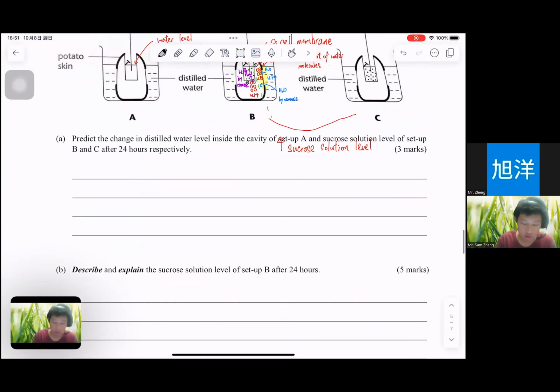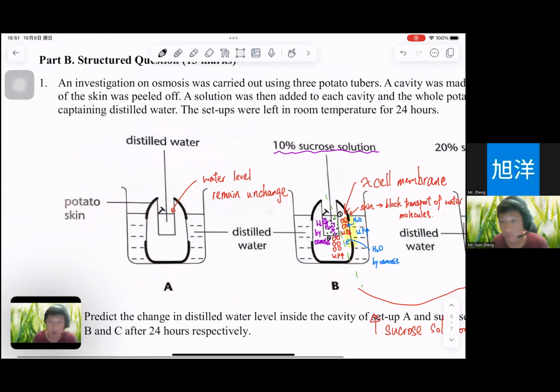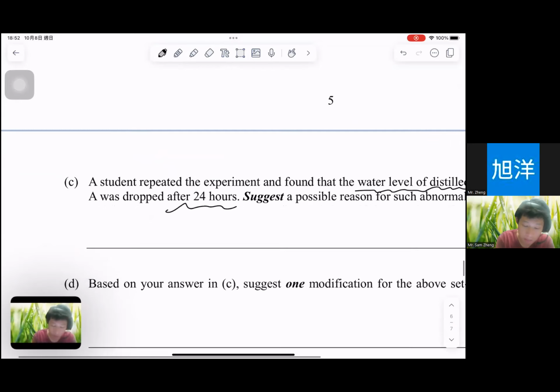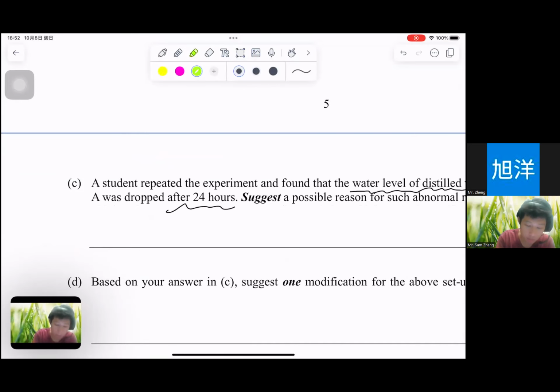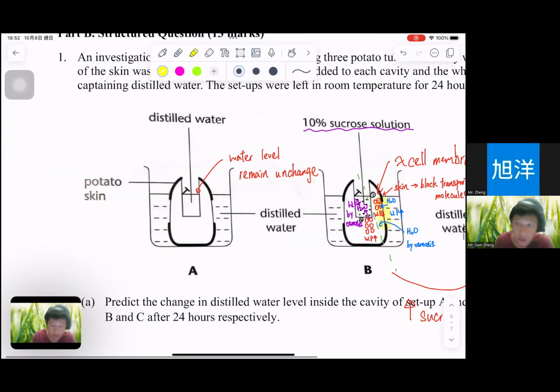Some students write down that it may be because of the potato skin, or maybe the potato is a little bit different, or maybe the cavity is different. But what does the question mean by repeat the experiment? Repeat the experiment means that the whole setting in setup A would be the same, but there will be different results, which is the water level inside the cavity.